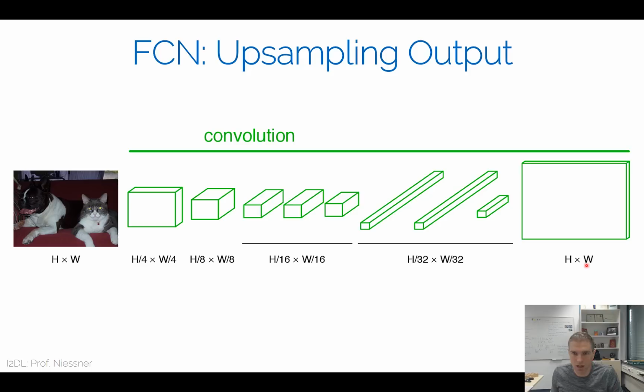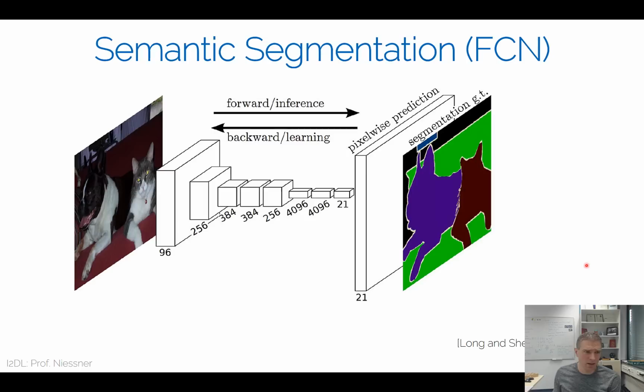This is a network type done by Long and Shelhamer. This is the famous FCN paper. It's a fully connected network. Sorry, it's a fully convolutional network. It's a little bit confusing. But it's a fully convolutional network, and the idea is that there are just convolutions in it and nothing else. For one input image, we're going to make predictions, and we're going to predict semantic labels for every input pixel. Okay.